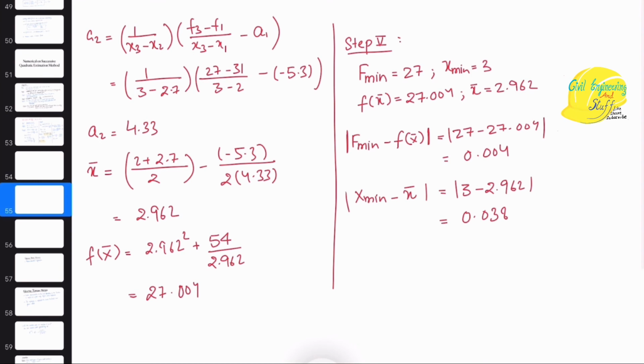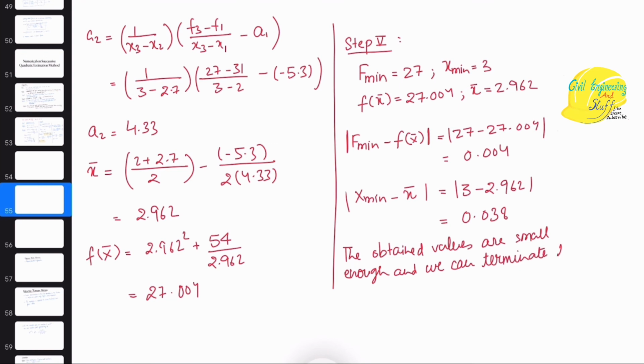So we can say the obtained values are small enough and we can terminate the iteration. Right, and then we have to choose the best point, right. We have to choose the best point.